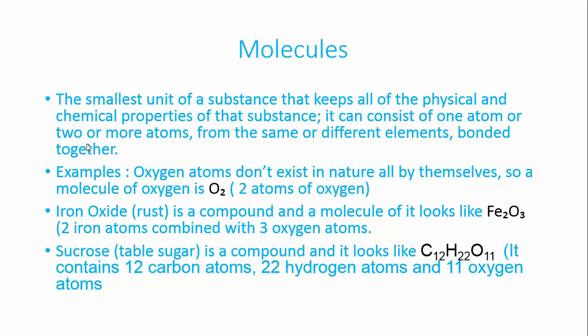A molecule of sucrose, that's the table sugar that you put in your sweet tea. It's also a compound of carbon, hydrogen, and oxygen. It's simply written C12H22O11. It contains 12 carbon atoms, 22 hydrogen atoms, and 11 oxygen atoms. So in this slide we've taken care of two of the things that you have to worry about on your quiz. What is a molecule, and how do you read a chemical formula?